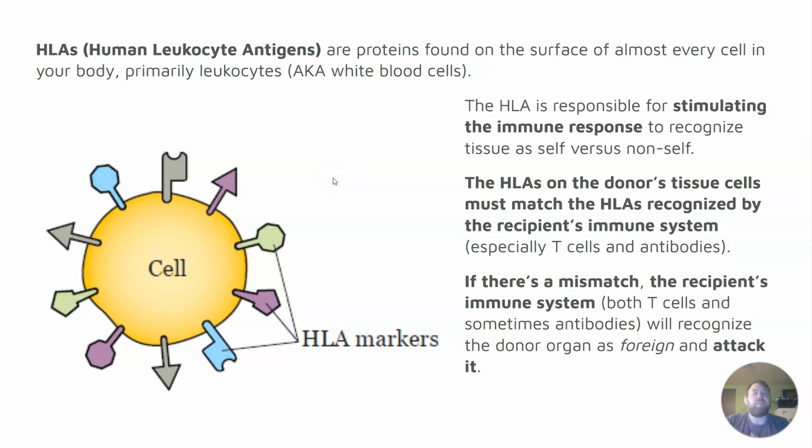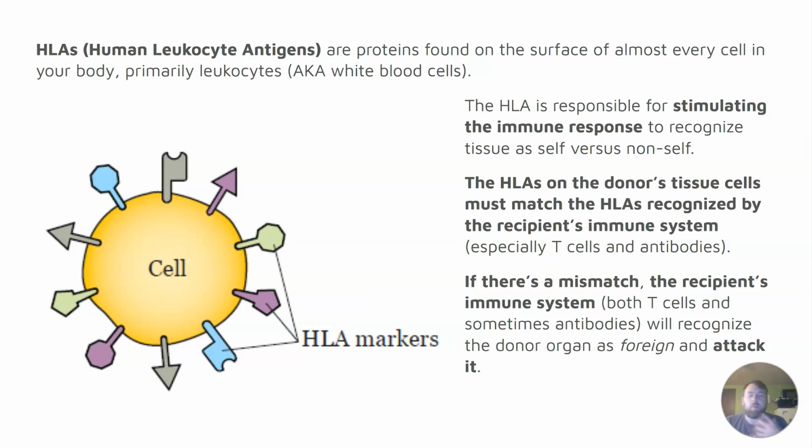Hi everyone, today we're talking about the next step in trying to figure out whether or not a donor tissue will be accepted by a recipient's body. And we're going to focus on these little buggers right here on the surface of the majority of the cells in your body. These are called HLAs, human leukocyte antigens.